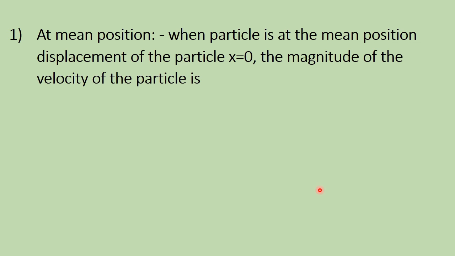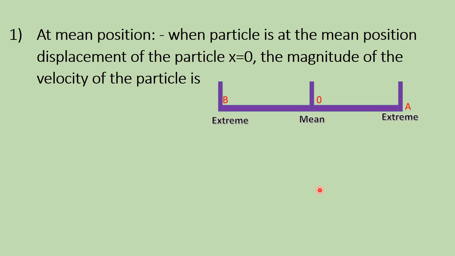Now we calculate the velocity of the particle at the mean position. The mean position is also known as the equilibrium position, or the center of the path of SHM. In the figure, the mean position is denoted by O. When the particle is crossing the mean position, we know the displacement of the particle is 0.